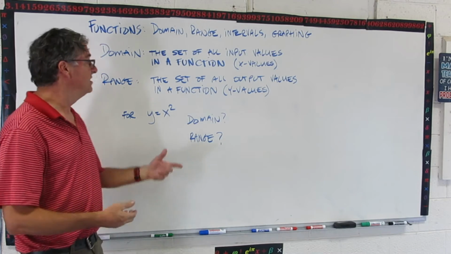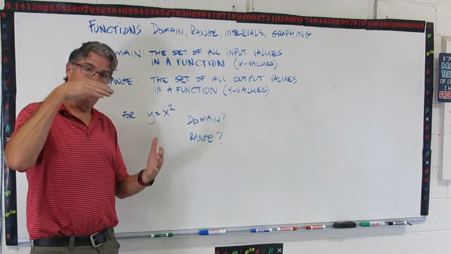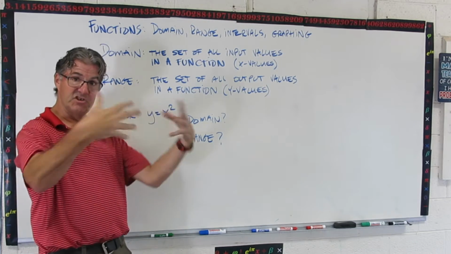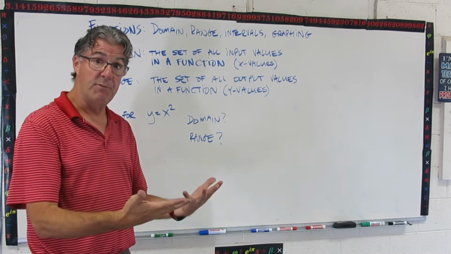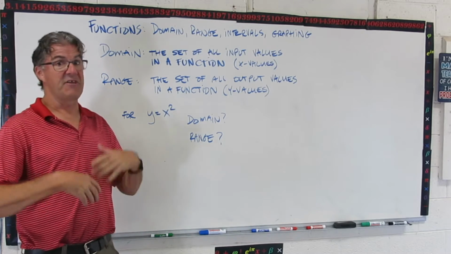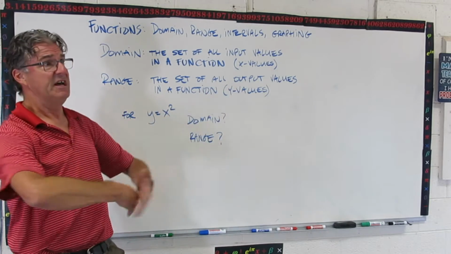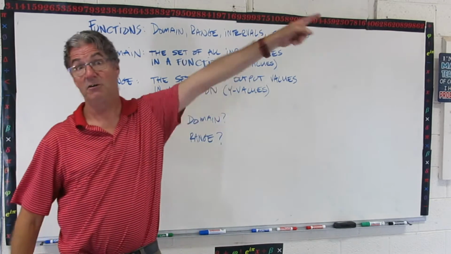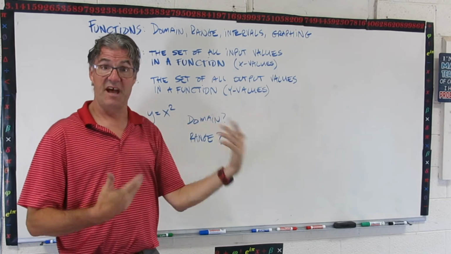Now the range is the set of all outputs. That's what happens when you put an x value in there and the function does its math on it and spits out a number. That's the output. That's the y value, and that's called the range. The way I think about that is the range is the prairie where the cows graze. It's out on the range. It's not my domain. It's out there. So that's the range.